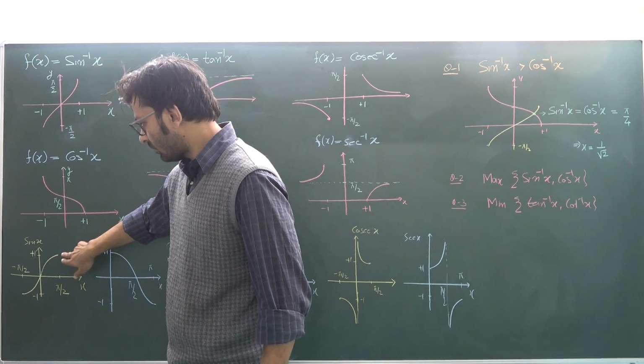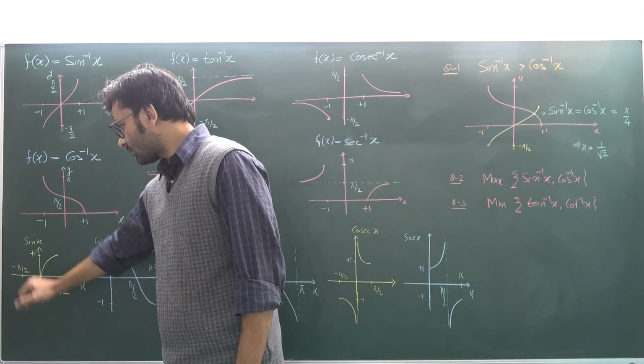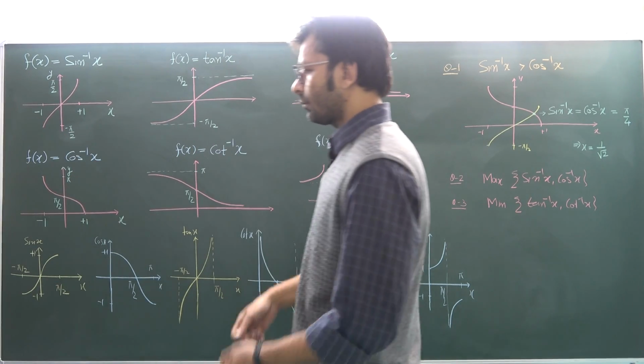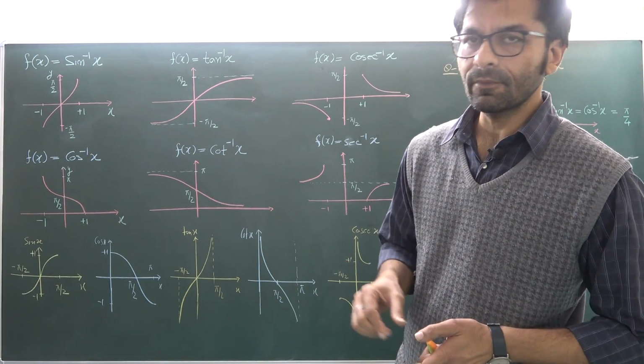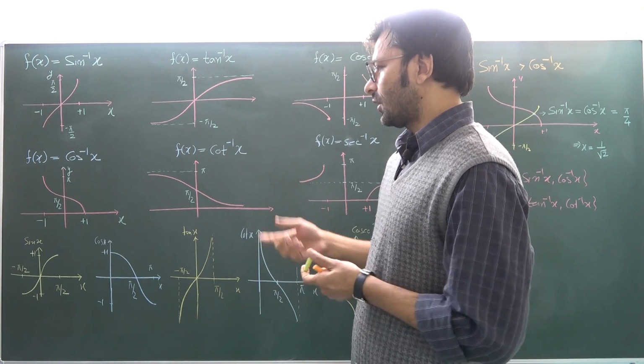So at pi/2 the y coordinate is +1. Likewise, +1 will give you pi/2. -π/2 gives -1. Likewise, -1 will give you -π/2. Because these two functions are inverse of each other, they are reflection of each other about y equals x. You can do that yourself.